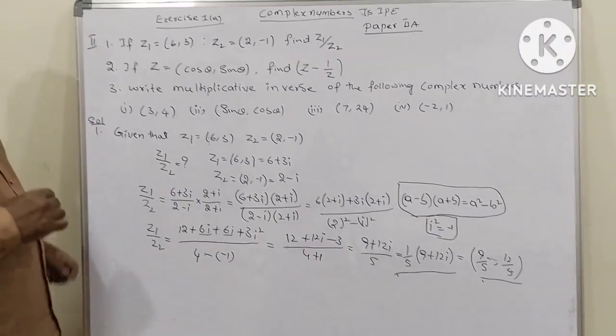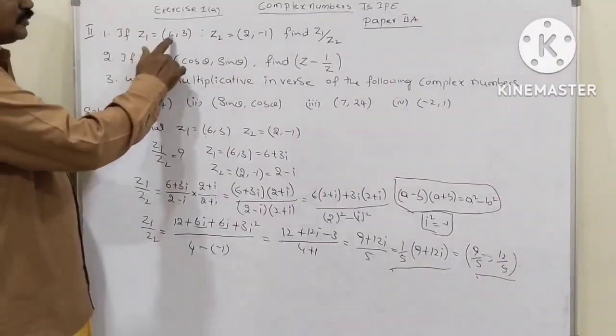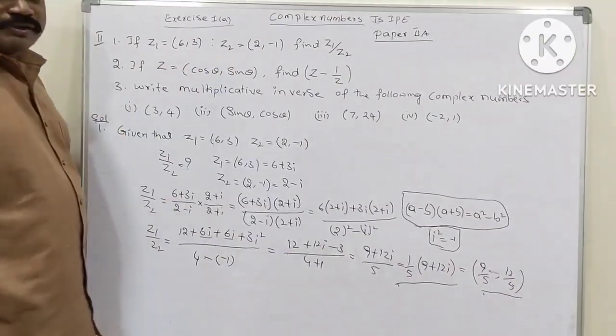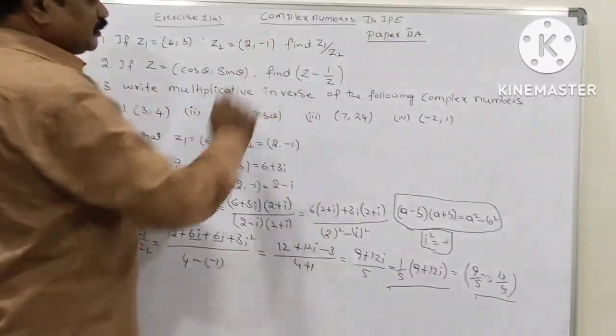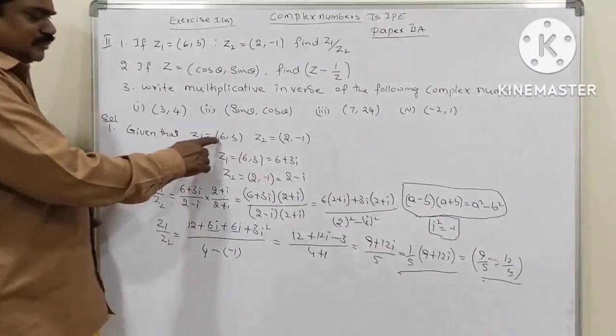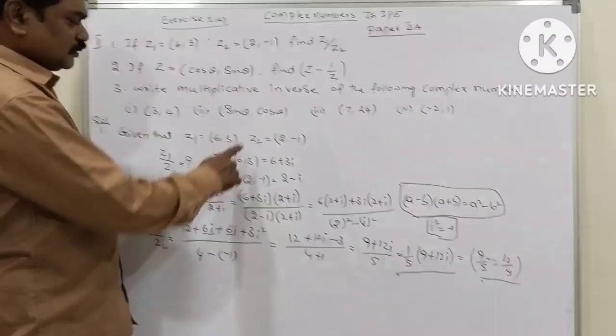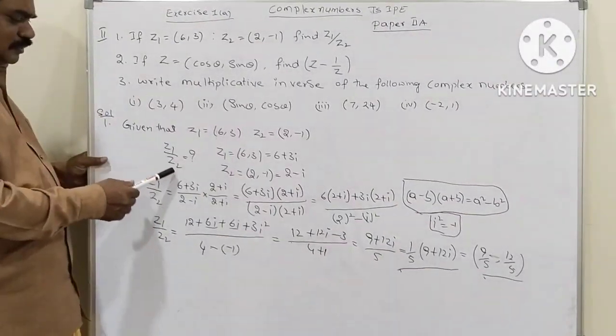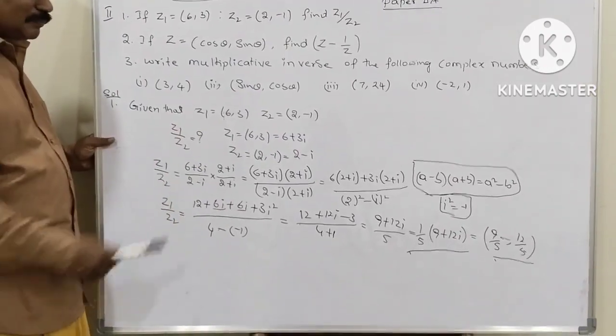You see, all of you, once again. z1 is equal to (6, 3), z2 is equal to (2, -1). We want to find z1 by z2. Given that z1 is equal to (6, 3) and z2 is equal to (2, -1), z1 by z2 is equal to how much?